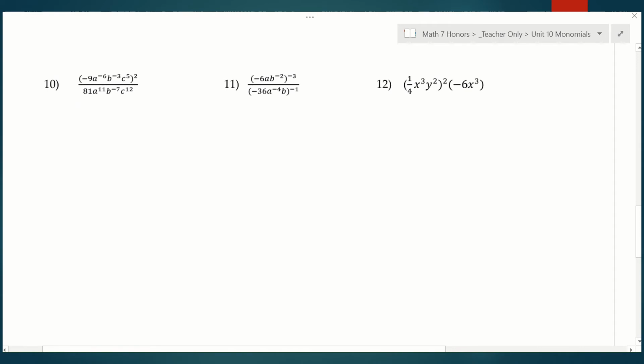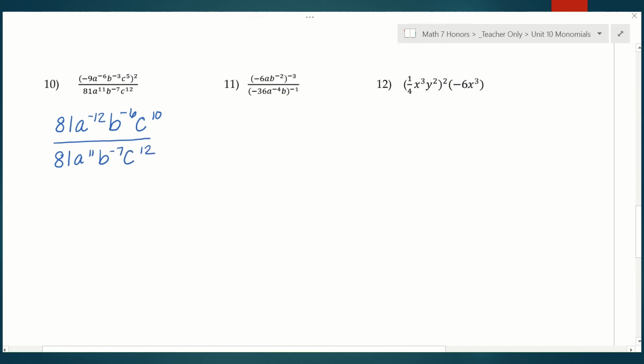Okay, number 10. I'm looking at the numerator and I'm seeing that I have a monomial squared here. So let's go ahead and take care of that. So -9 squared is +81. And then I'm going to get a to the -12, b to the -6, and c to the 10th. And then my denominator has nothing going on, so I'm just going to rewrite that.